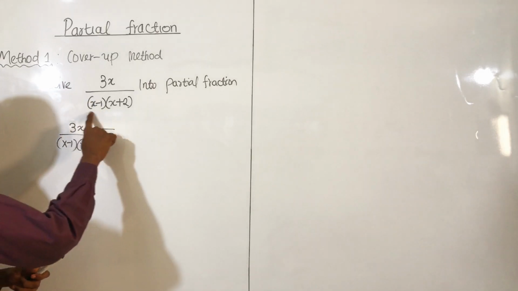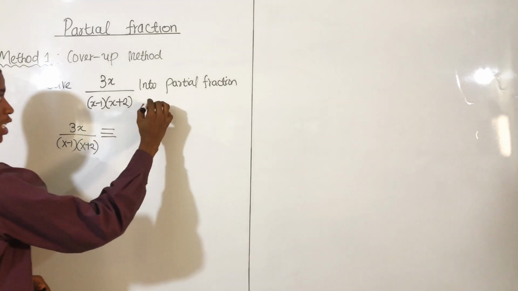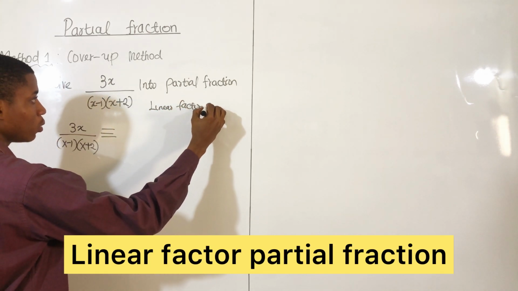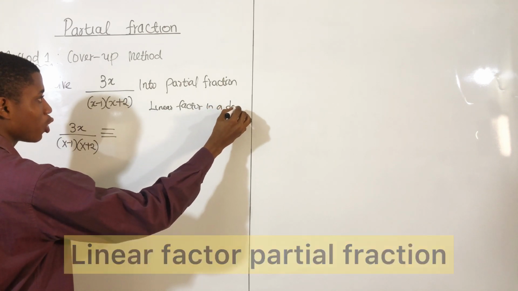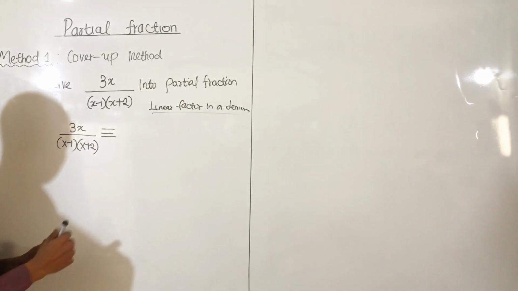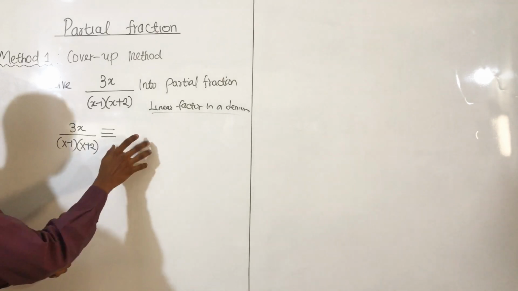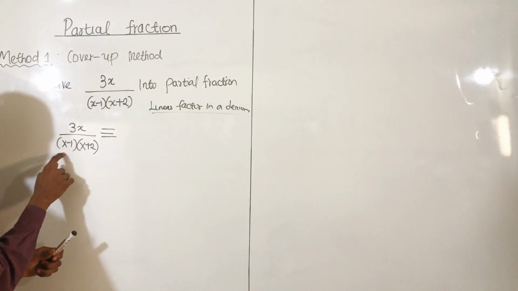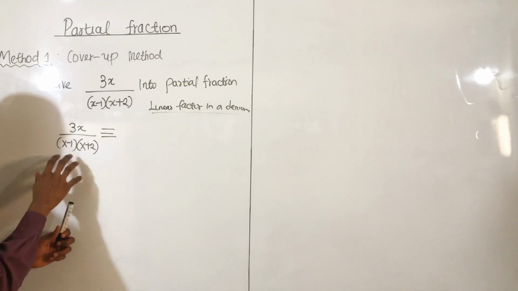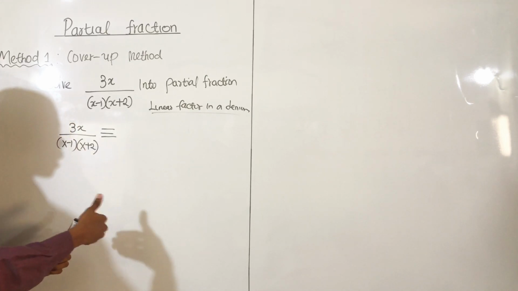In this case, you're seeing the denominators are linear. So this is a linear factor in a denominator, and that has three lines here. This is different from your inequality sign. This line is telling us that since we have two roots, we are going to break this down into two different simpler fractions.